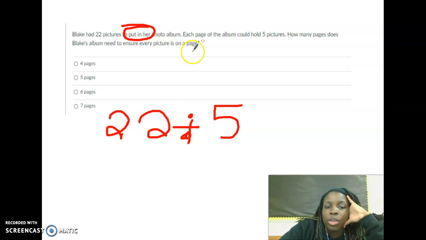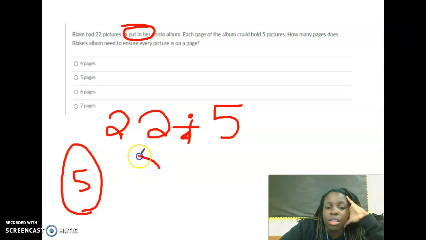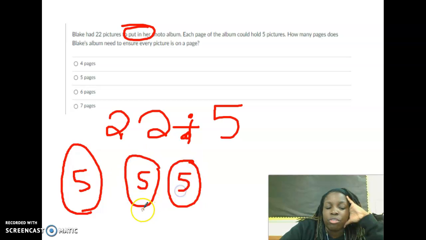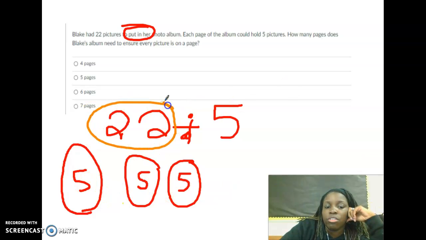Okay, so each page of the album could hold 5 pictures. So I know that 1 page holds 5. I know I'm dividing here. 1 page holds 5. This is 5, 10, 15. What's our goal number? Good, 22. Another page holds 5. 5, 10, 15, 20. Another page holds, oh, am I too far? I am. So I'm at 20. Then I have 2 more left over, 21, 22.